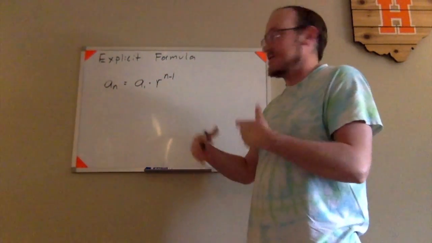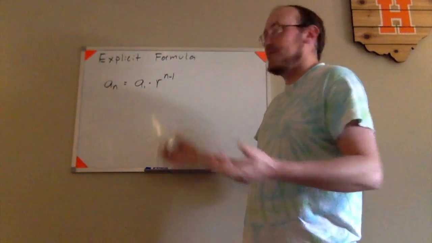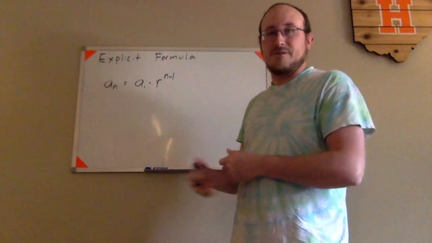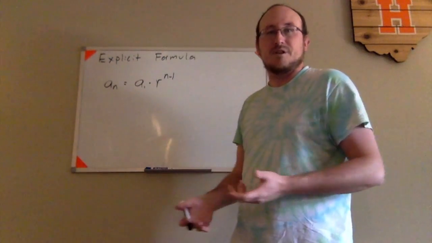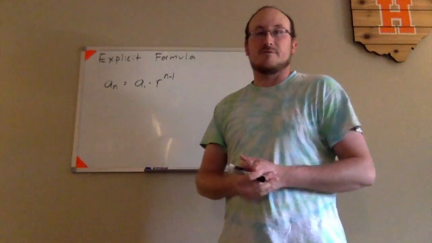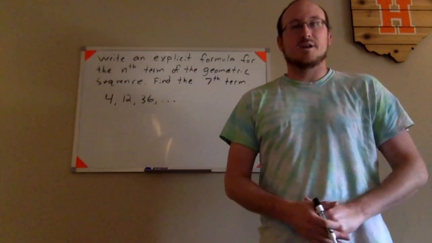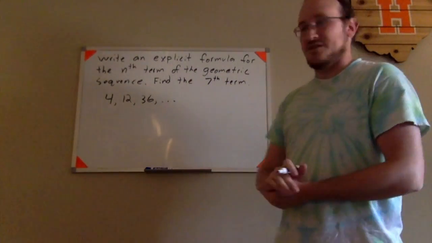As long as I knew the first term and could tell the common ratio, I could find any term number I wanted of the sequence. If I wanted to find the 50th term of the sequence, assuming that I knew the first term and the common ratio, I could just plug 50 in for n, and then go ahead and compute. So let's take a look at this example that wants us to write an explicit formula for this geometric sequence.